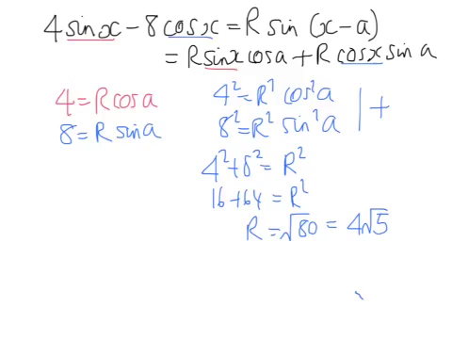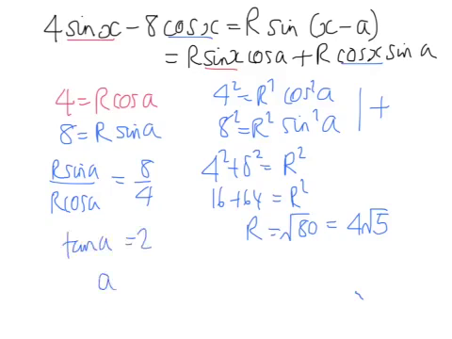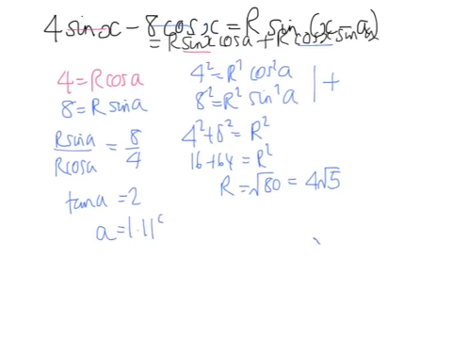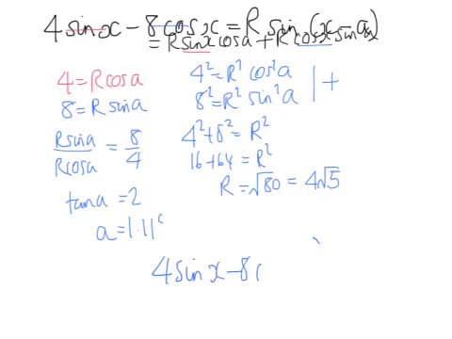Okay, again, we need to write our sine on the top, so we're going to have r sine A over r cos A is equal to 8 over 4. So tan A is 2, and A this time is 1.11 radians from the calculator. So just move that up a little bit and put our answer in. So 4 sine x minus 8 cos x equals 4 root 5 sine of (x minus 1.11 radians).